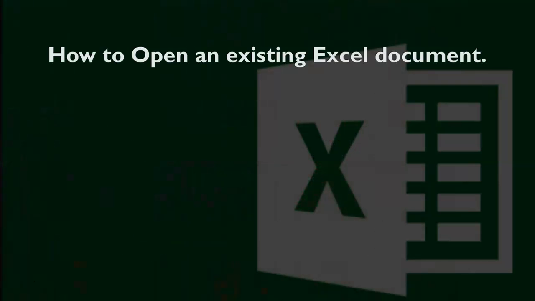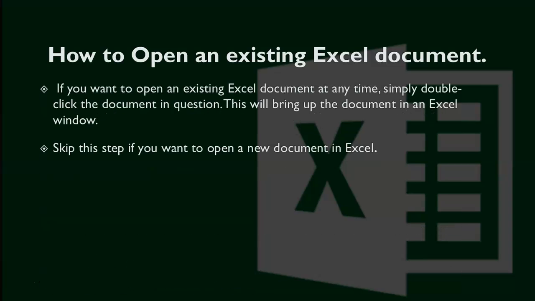Slide number 1. That is how to open an existing Excel document. If you want to open an existing Excel document at any time, simply double click the document in question. This will bring up the document in an Excel window. Skip this step if you want to open a new document in Excel.